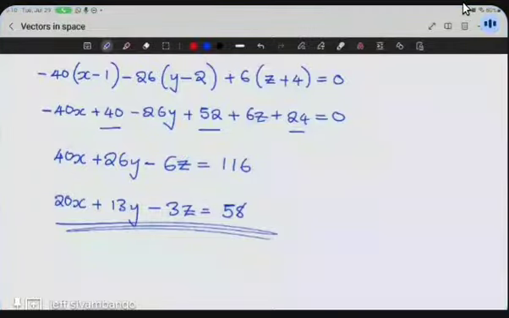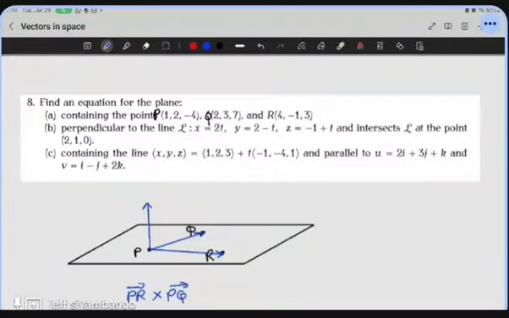There you have it. Doesn't matter which points you pick, how you pair them, how you cross them, you end up with the same equation. Any questions? Let's look at B here now.